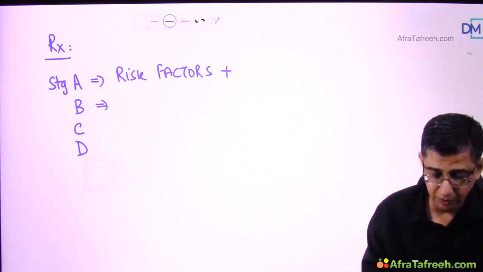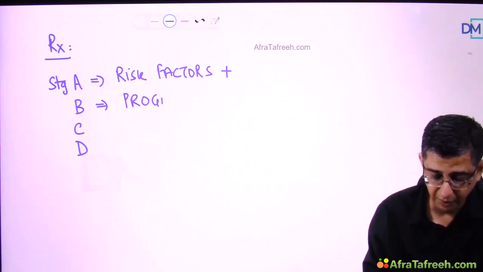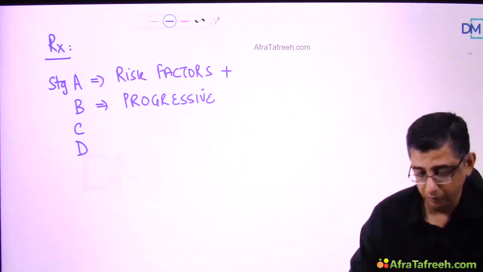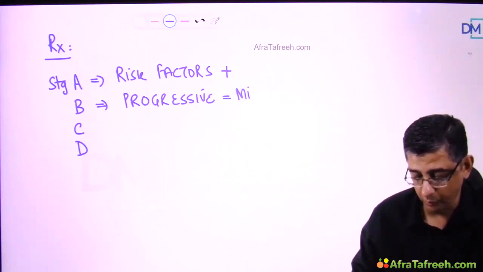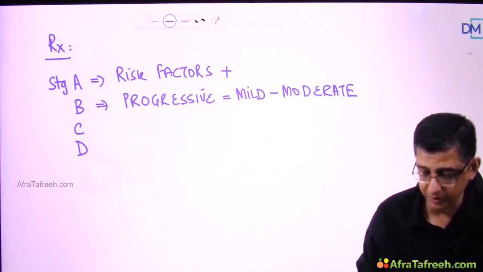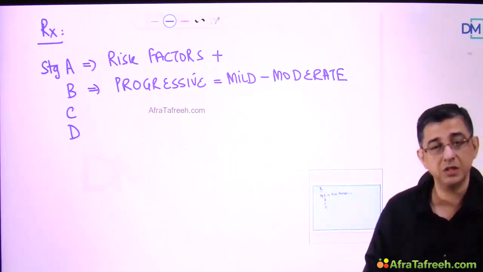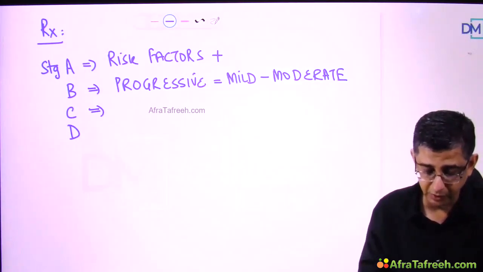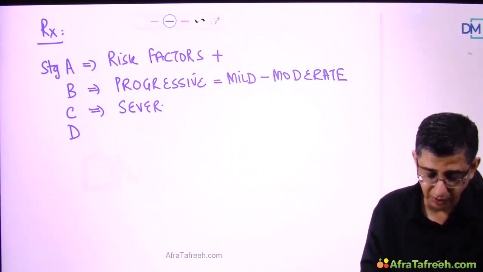Stage B is said to be present when a person is having progressive narrowing of the valve, from, let me say, 1 to 1.5, that would be the moderate variety, or 1.5 to 2, that would be the mild variety of valvular aortic stenosis. If present in a patient, then I will say that the person is in stage B of valvular involvement. Stage C would be when the person is having severe aortic stenosis.